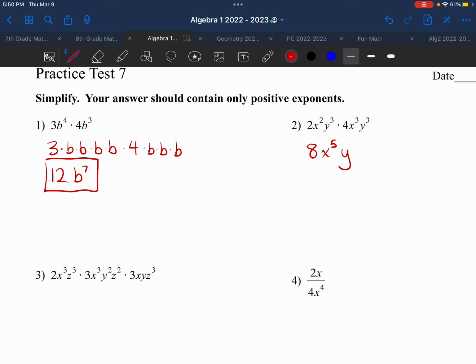And then I also have some y's. How many y's? Well, these are both y's. And then I have 3 and 3. I don't multiply them. Again, I just add them. 3 plus 3 is 6. I get my final answer, 8x to the power of 5, y to the power of 6.